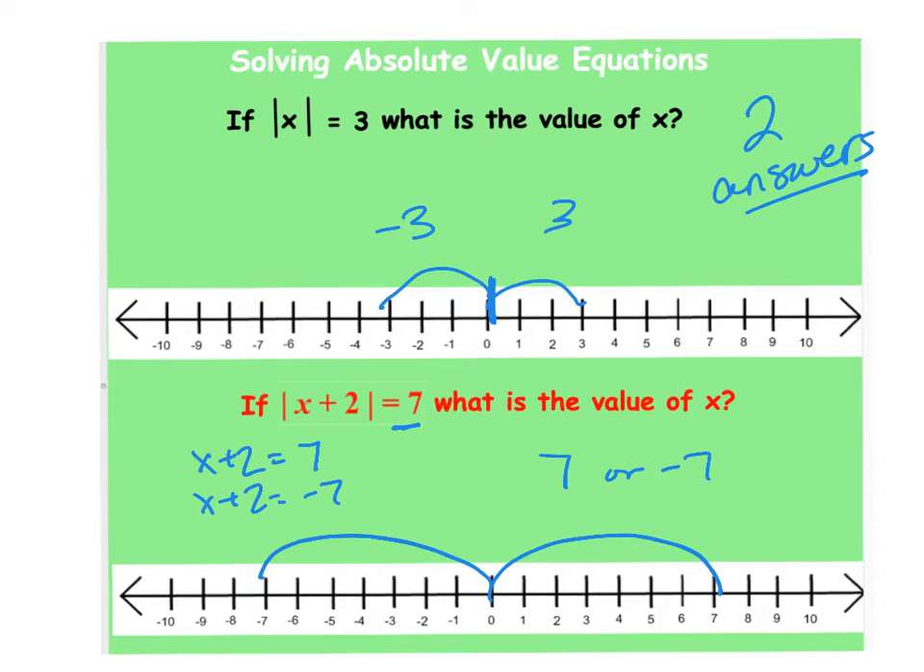So this could be 5. This could be negative 9. Because either way, I'm going to get 7 or negative 7, and the absolute value of those equals our 7 up here. So we have two answers. x could either be 5, or it could be negative 9. Either one would work.